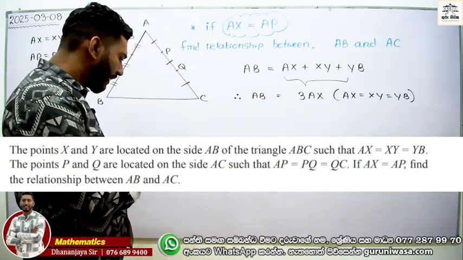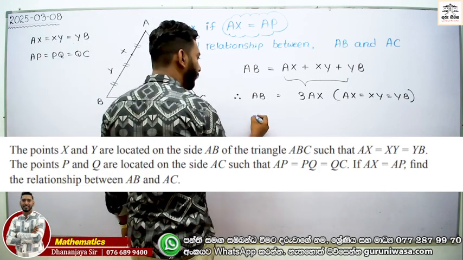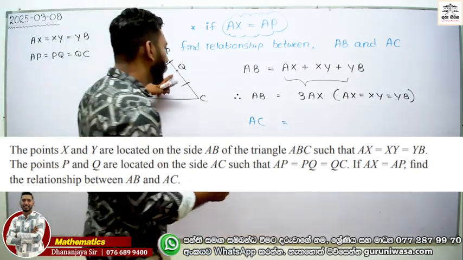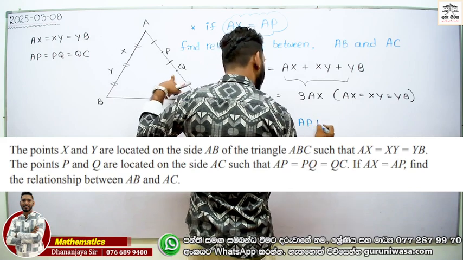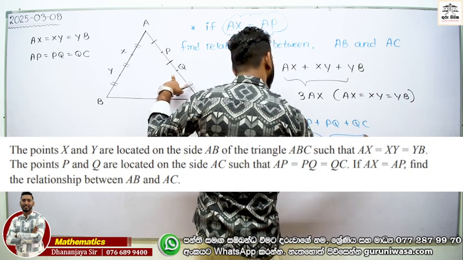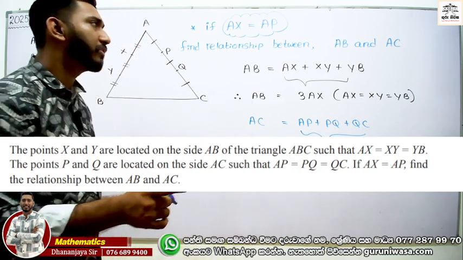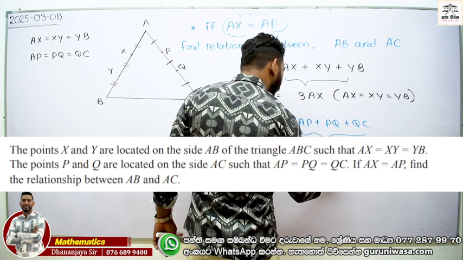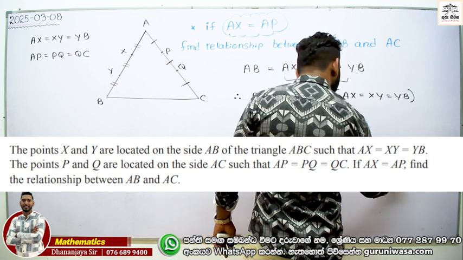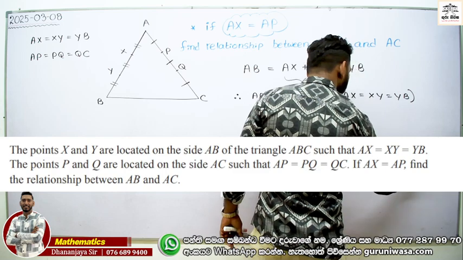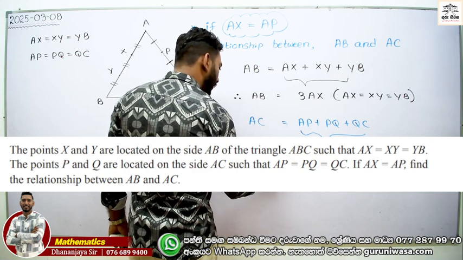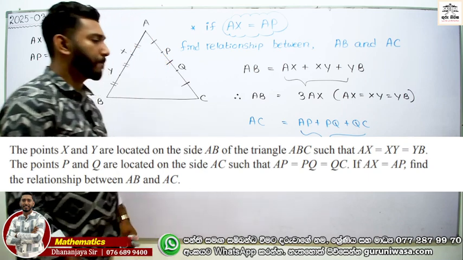Right? Now again, look at AC. AC should be equal to AP plus PQ plus QC. And you know, AP plus PQ plus QC becomes 3 times AP. What's the reason? Because AP equals PQ equals QC. These three are equal. Therefore, we can write AC is equal to 3 times AP.